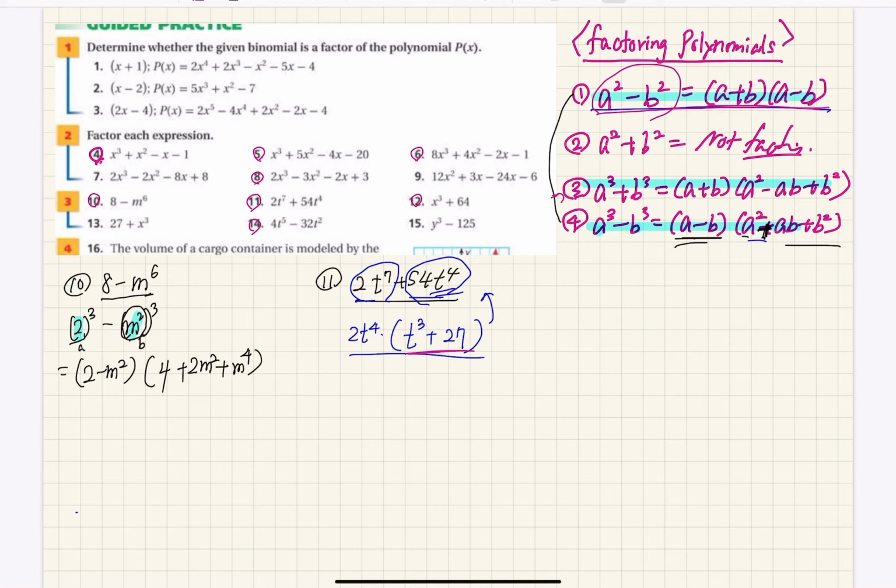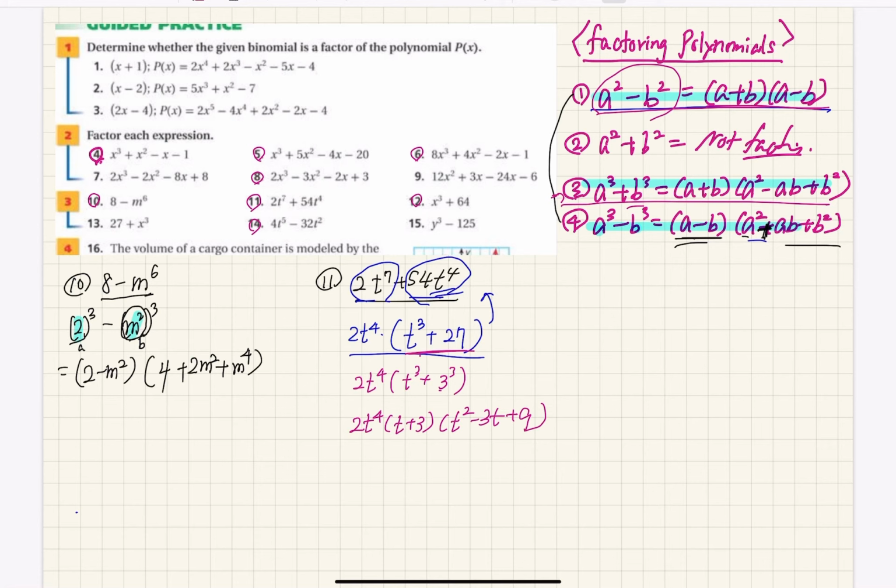Look at this, number 3. That's the a cubed plus b cubed form. So let's identify a. T is like a, and 27 is like 3 to the 3rd power, so 3 is like b in this case. So keep on factoring. 2t to the 4th power, I'm using the number 3 rule: t plus 3 times t squared minus 3t plus 9. Yep, that's the right answer.